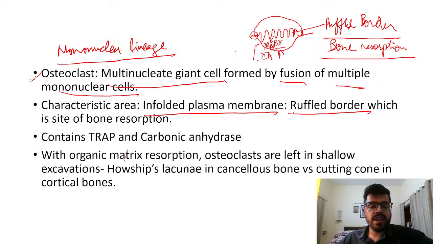So with organic matrix resorption, osteoclasts are left in shallow excavations, which are Howship's lacunae in cancellous bone and cutting cone in cortical bones. So it leads to bone resorption.